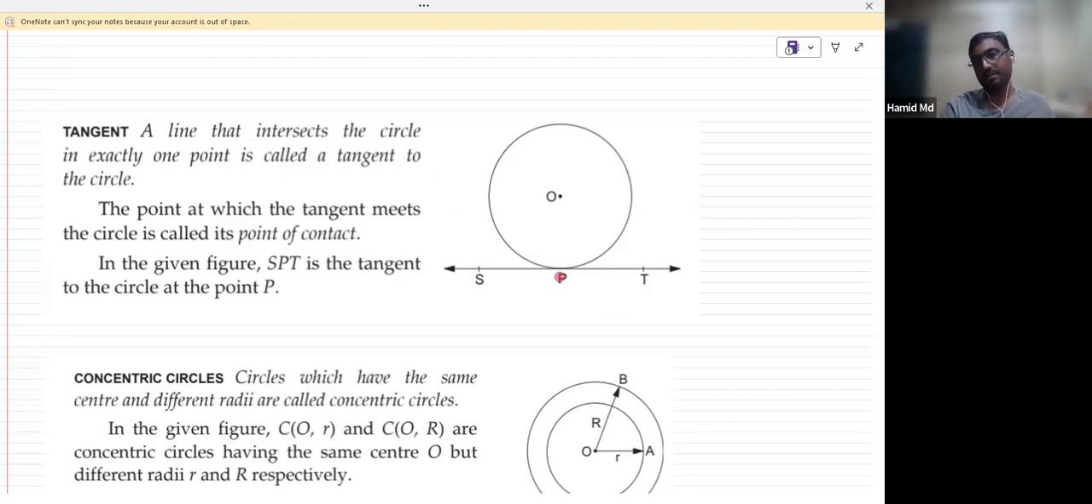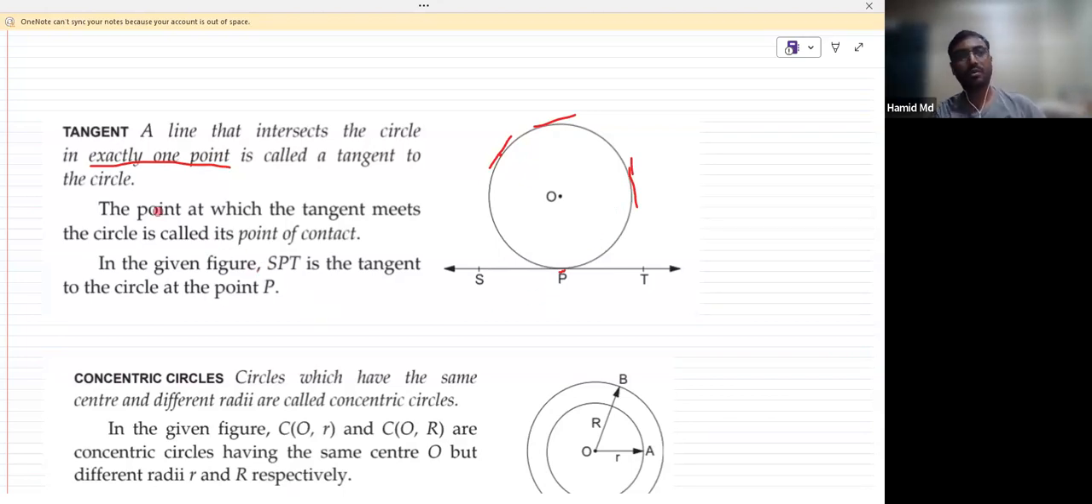The definition of tangent: it intersects the circle in exactly one point. So, sir, it can be any point. Yeah, any point. Here, here, any point.